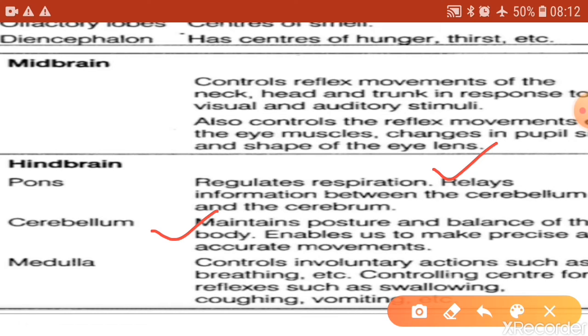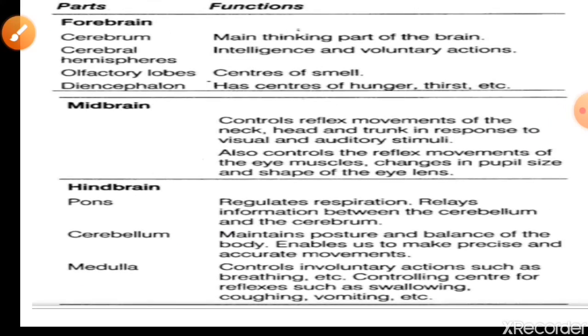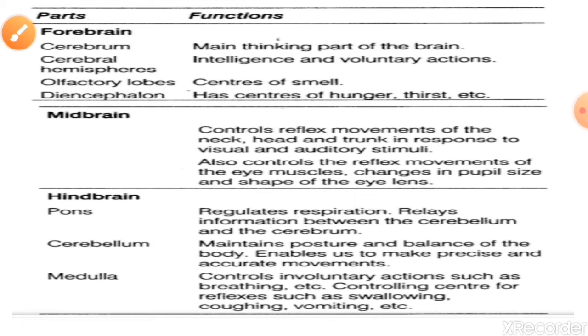Another part of the hindbrain is the medulla, which is a center for involuntary actions like breathing and the heartbeat. It is a center for reflexes like coughing, sneezing, swallowing, vomiting. So all these centers are located in the medulla part of the brain.